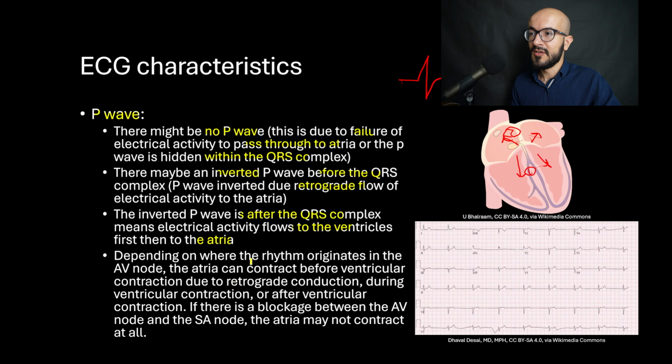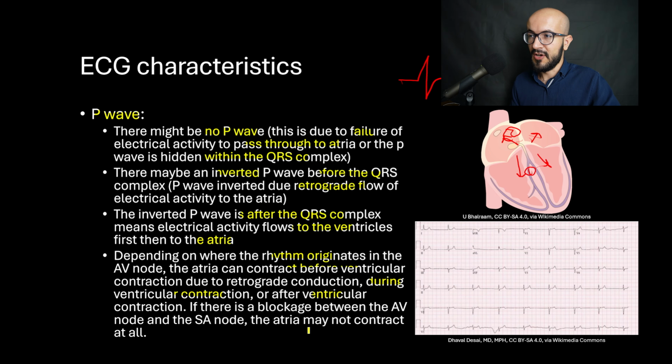Now, depending on where the rhythm originates in the AV node, the atria can contract before the ventricular contraction due to retrograde conduction, or the atria can contract during the ventricular contraction or after the ventricular contraction.